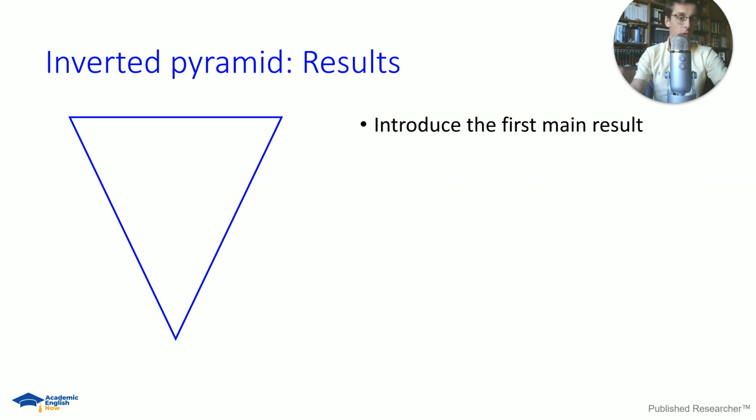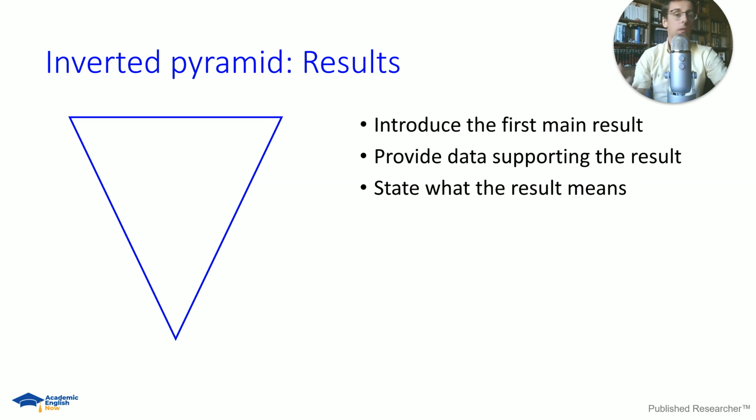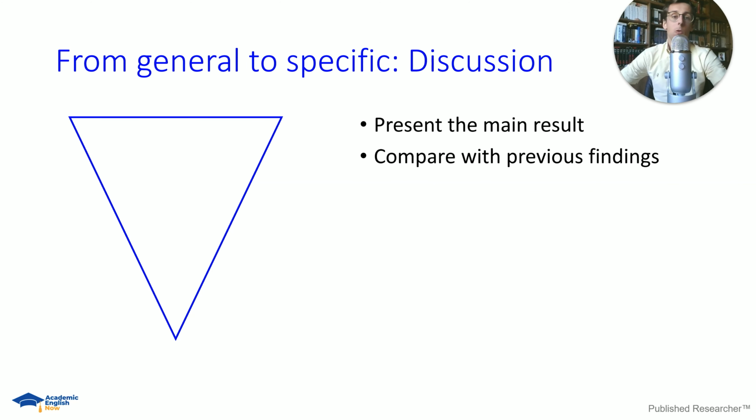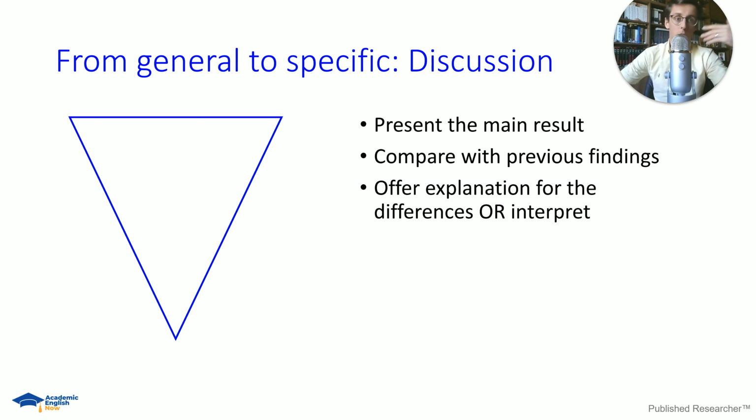Results. You usually introduce the first main result, you provide data supporting the result, and then you state what the result means. That's the usual structure. You don't really state what the result means and then give us data supporting it. That would be illogical. You first introduce the main result, provide data, and then you might state what that actually means. And then discussion. It also works in the same way. So we present the main result, compare with previous findings, and then offer explanations or interpret that result. Again, inverted pyramid, general to specific.